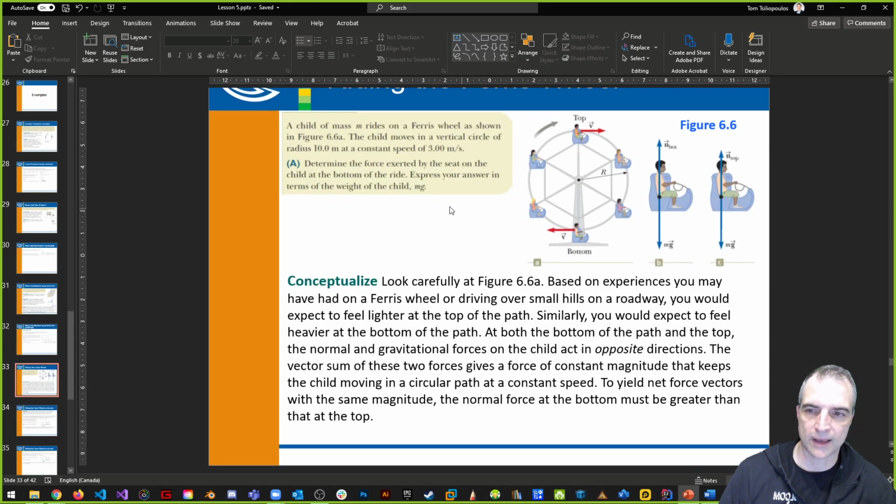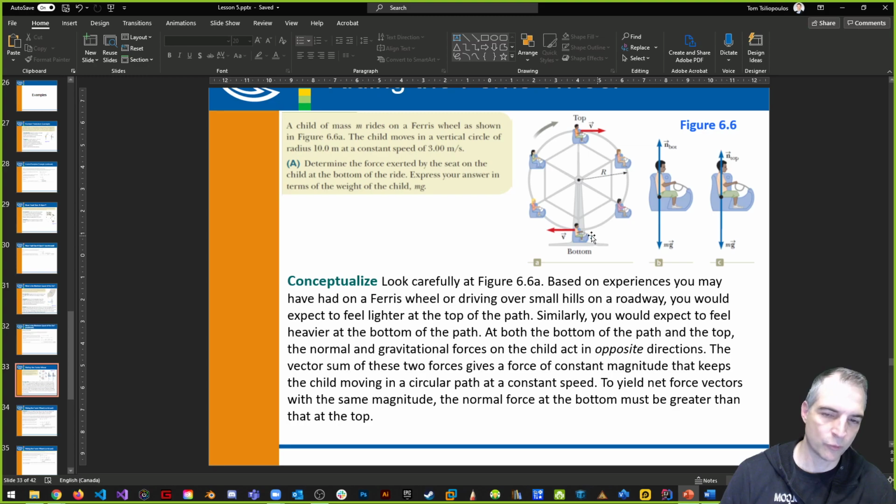When the question is asked, determine the force exerted by the seat on the child at the bottom of the ride. Express your answer in terms of the weight of the child, mg. In other words, express your answer in g's. How many g's? How many gravities does the child feel? All right.